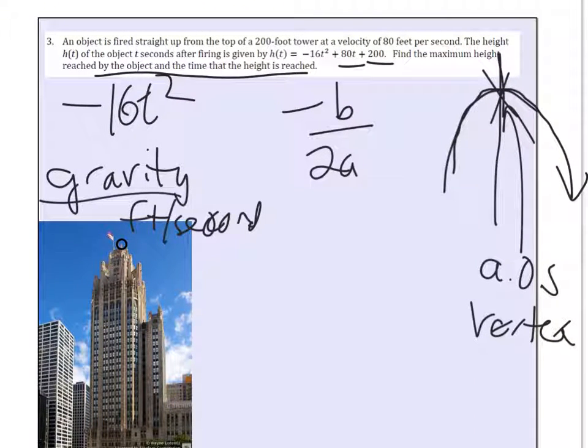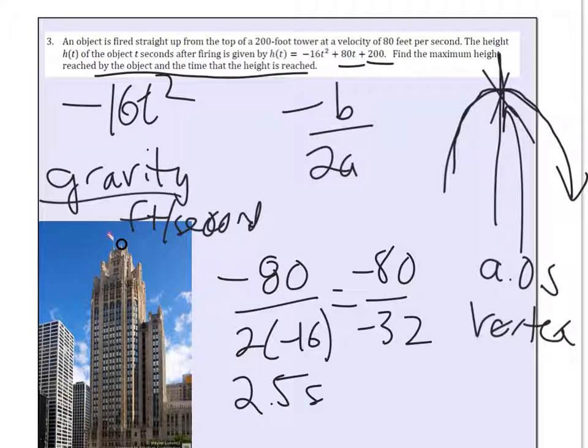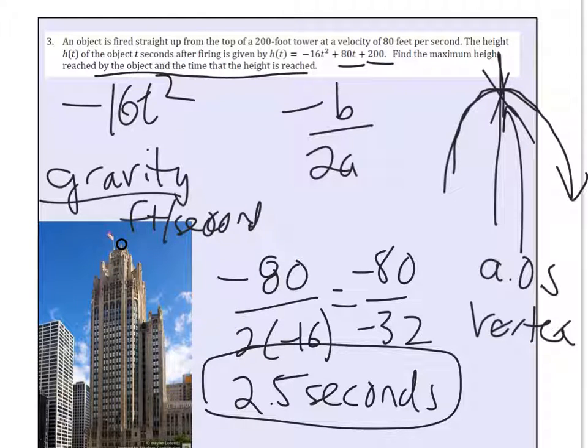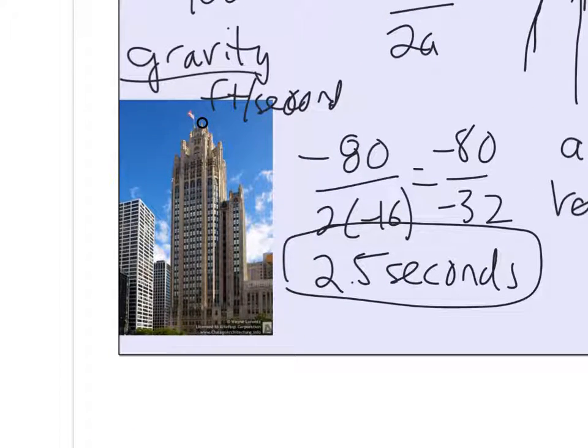So if I do negative b over 2a, that's negative 80 over 2 times negative 16. So that's going to be negative 80 over negative 32, which is going to be, I think it's 2.5. So that's going to be 2.5. So after I launch this thing, 2.5 seconds, that's when it reaches its highest point.